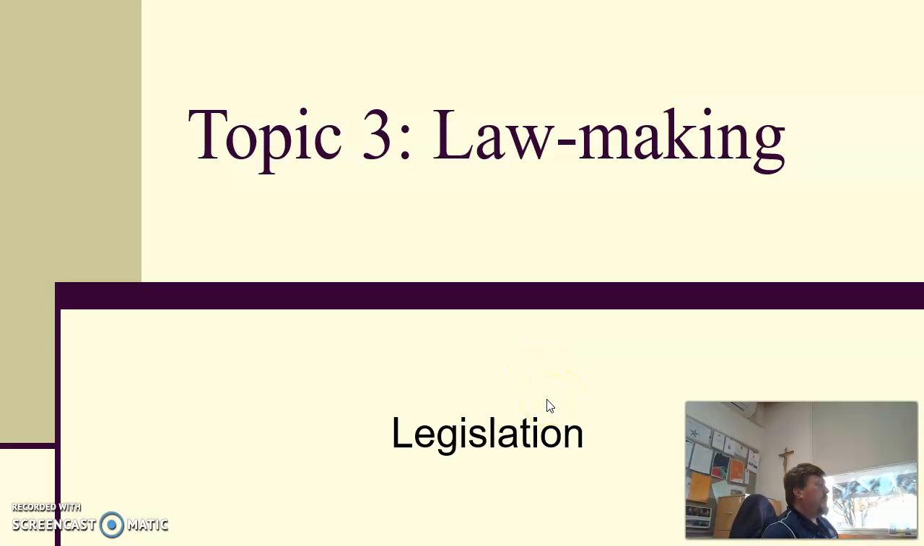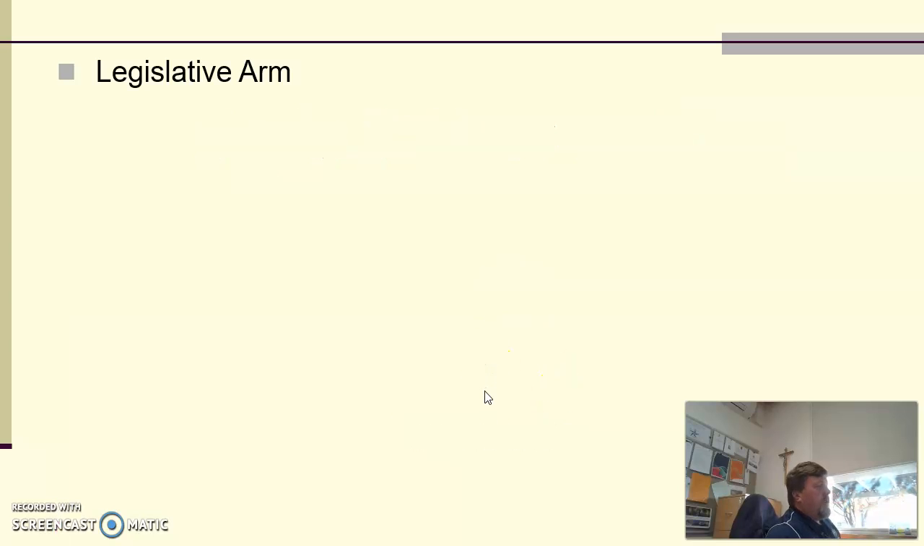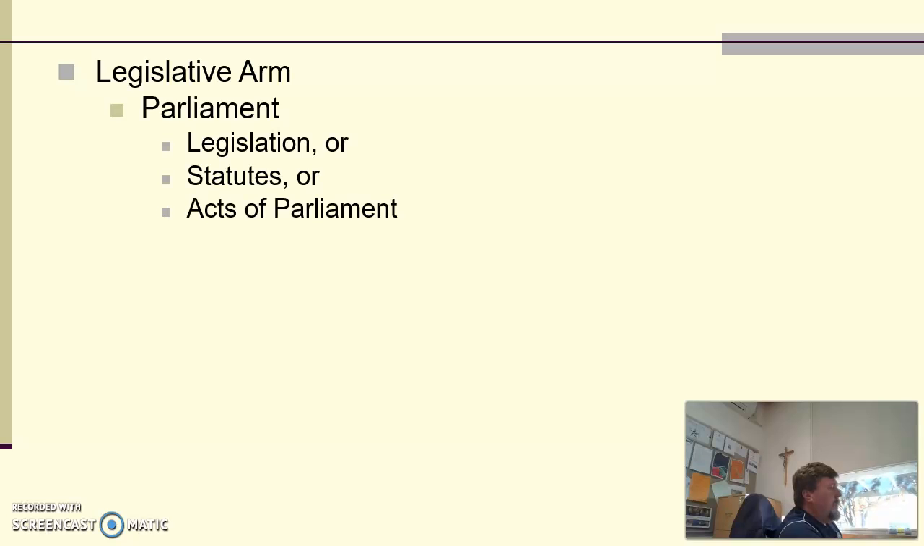Hi students, we're now looking at legislation, which is part of topic 3 of lawmaking. So when we go back to year 11, we're thinking about how does Parliament make laws? We either call them legislation, statutes, or acts of Parliament.